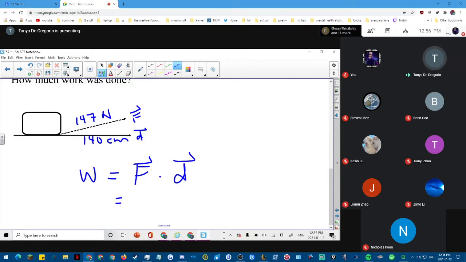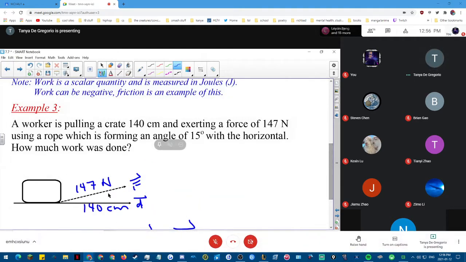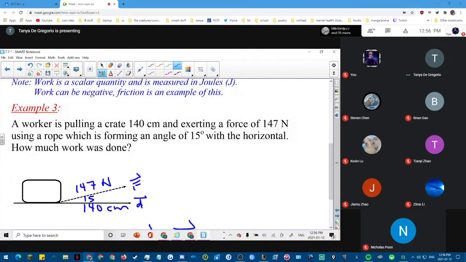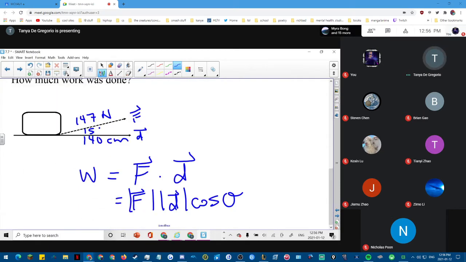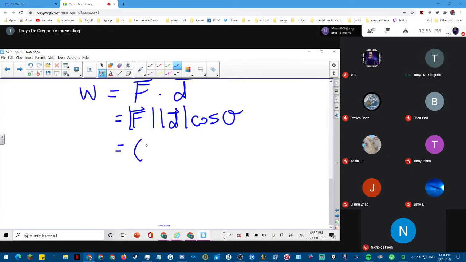And in a case like this, which formula do I need to use for the dot product? Geometric or algebraic? Geometric. Yes, very good. I'm not given components here. What else needs to be labeled on my diagram? What did I miss? The angle made. Very good. So we have a rope which is forming an angle of 15 degrees with the horizontal. Okay. Good. And now we just sub in.